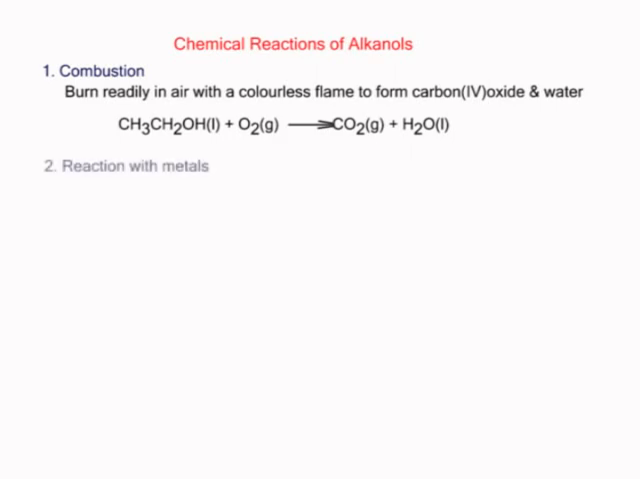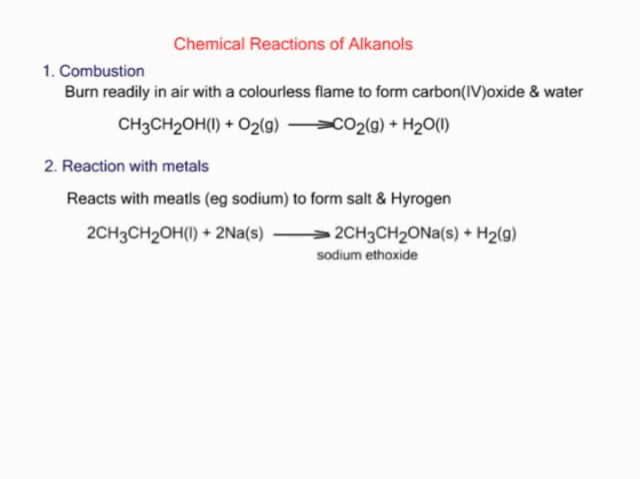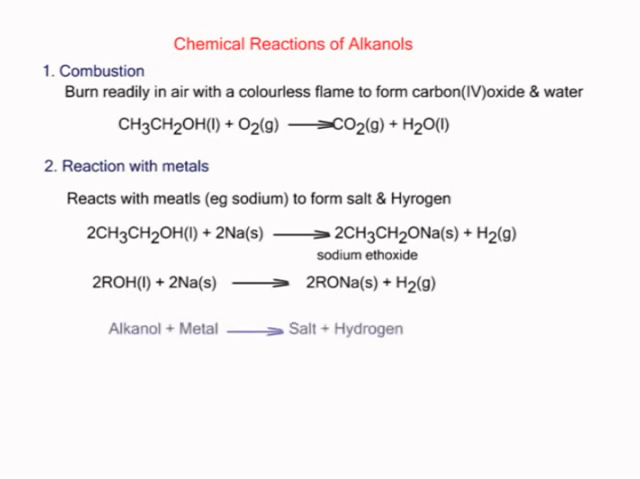Next is reaction with metals, and ethanol reacts with sodium metal liberating hydrogen gas and a salt. For example, ethanol will react with sodium to form sodium ethoxide and hydrogen gas. Sodium metal reacts with any other alkanol to liberate a salt and hydrogen. The general equation for reaction of metals with alcohols is given there, and generally alkanols react with metals to produce hydrogen gas and a salt.